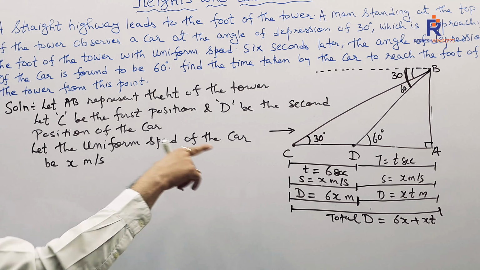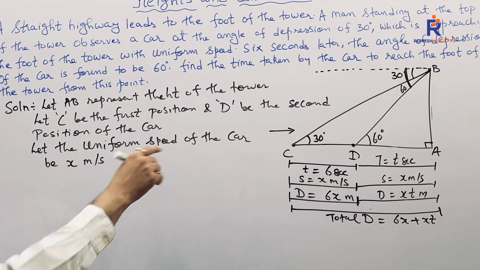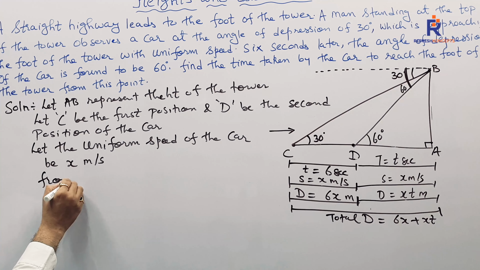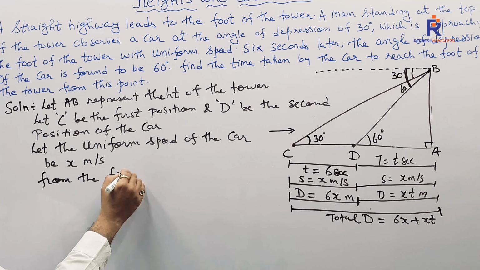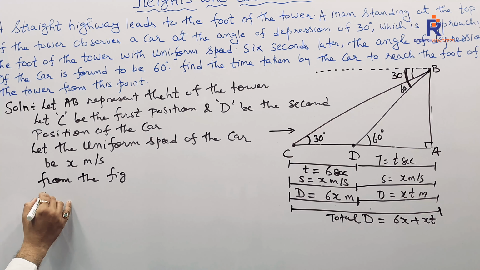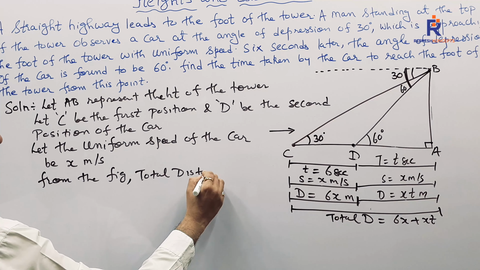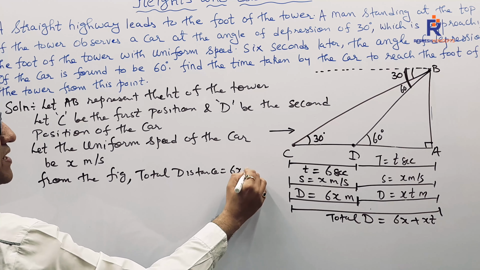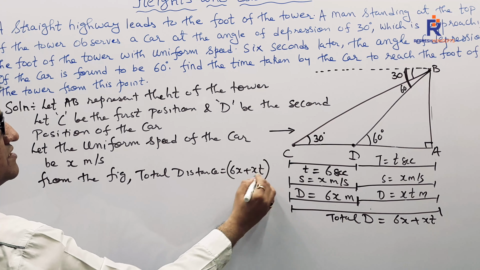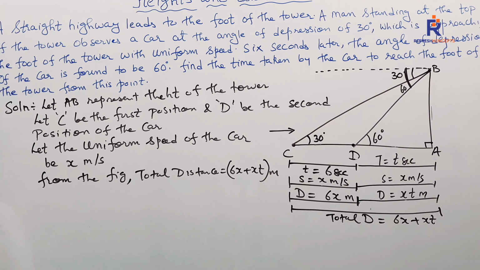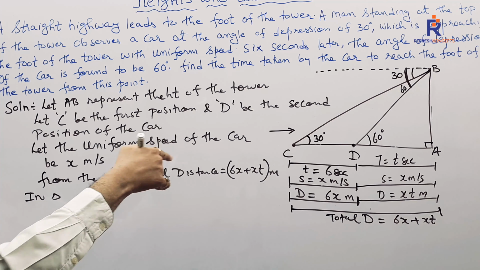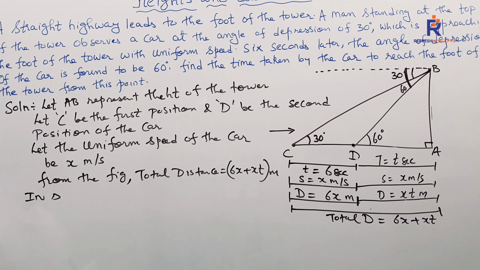Since everything is given in the figure, I have given every detail, we can say from the figure, you need not write down and show everything, total distance is 6x plus xt meter. In which triangle would you like to go? If you want, you can take the smaller triangle first, or the larger triangle first. The call is totally yours. I'm taking the smaller first.